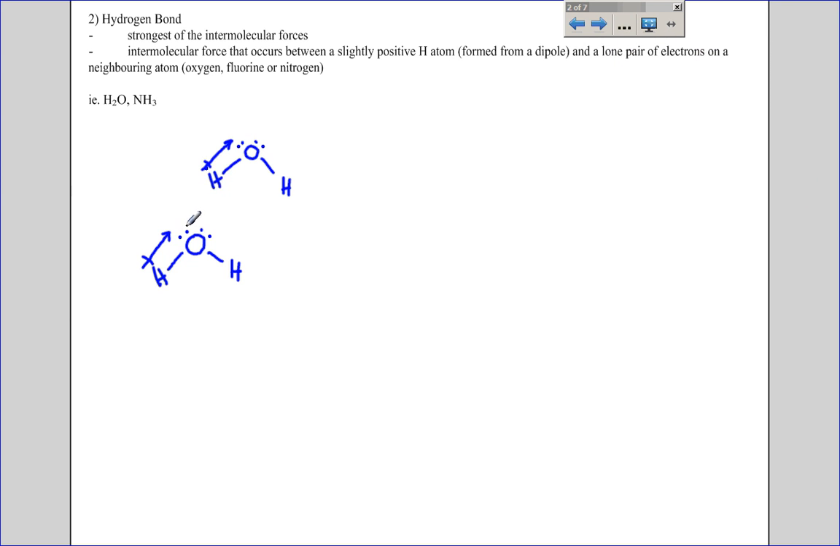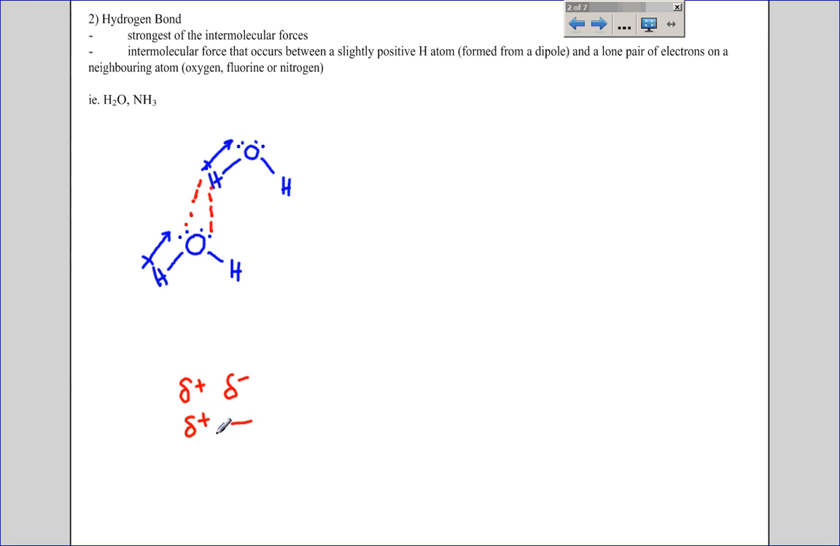So the intermolecular force is between this lone pair and this dipole. Okay? And there is the possibility of two separate intermolecular forces because there are two lone pairs. Now, this type of intermolecular force is much stronger than the dipole-dipole force because rather than it being the attraction between a slightly positive and a slightly negative, as it is in a dipole, we've got a slightly positive attracted to a negative from the lone pair of electrons in the oxygen. So therefore, this is a stronger attraction.